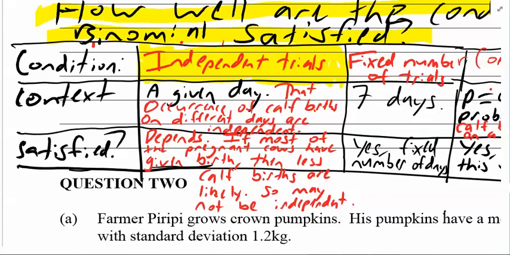I said, okay, so independent trials context, using a given day, the occurrence of calf births on different days are independent. Satisfied? Well, it depends. If most of the pregnant cows have given birth already, then fewer calf births are likely. So may not be independent in practice. And the question said in practice, didn't it? Okay, so let's have a look at our answer.